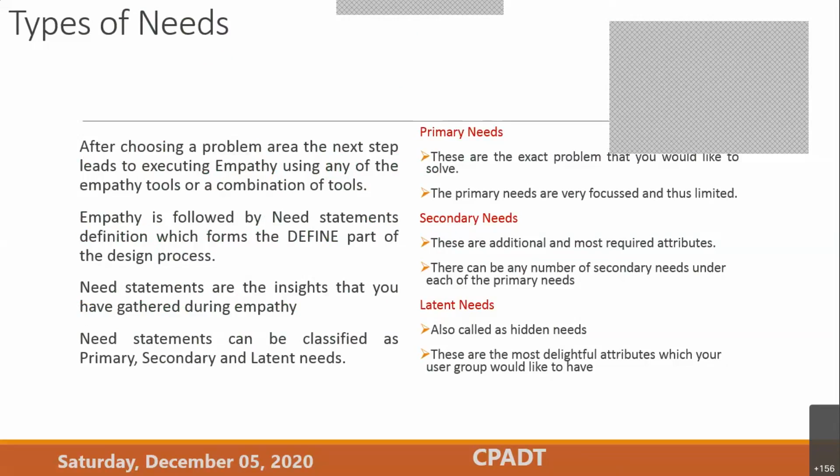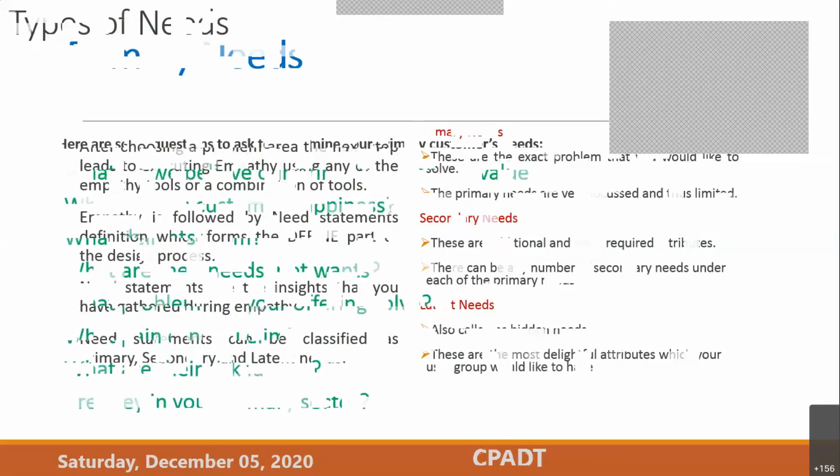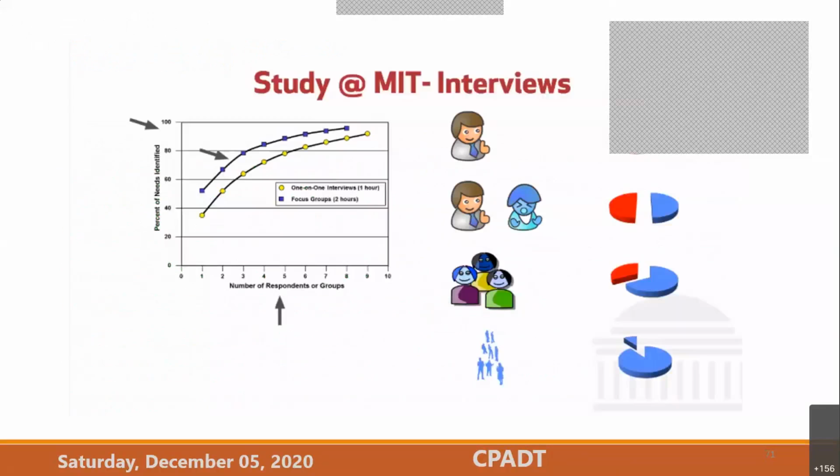Primary needs are the exact problem, maybe 1 or 2. They're completely focused, very limited. What is it that you want to solve? Secondary needs may be many, and additional. They may be the most required attributes. Latent needs are your hidden needs, and they are delightful attributes from the user group which have been asked. I'll just show you a few examples of the needs so that you'll have clarity.